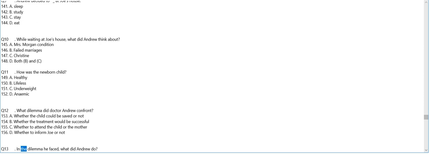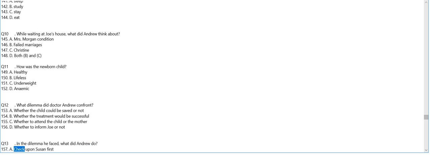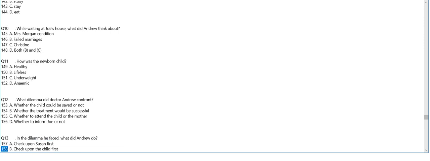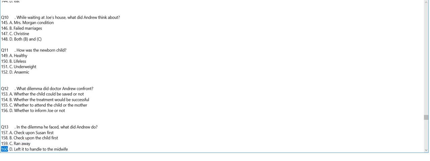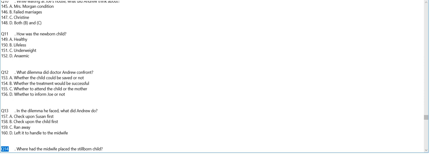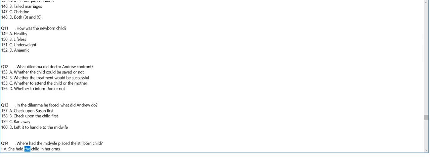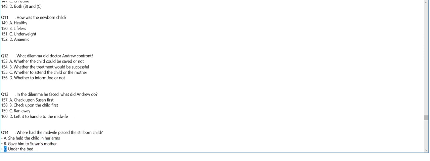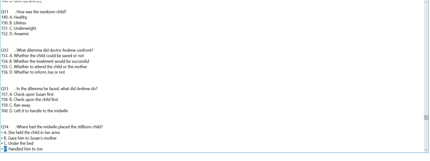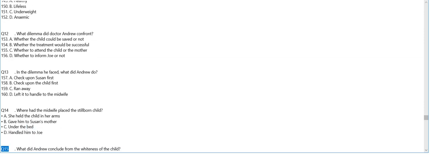Q13. In the dilemma he faced, what did Andrew do? A. Check upon Susan first. B. Check upon the child first. C. Ran away. D. Left it to the midwife. Q14. Where had the midwife placed the stillborn child? A. She held the child in her arms. B. Gave him to Susan's mother. C. Under the bed. D. Handed him to Joe.